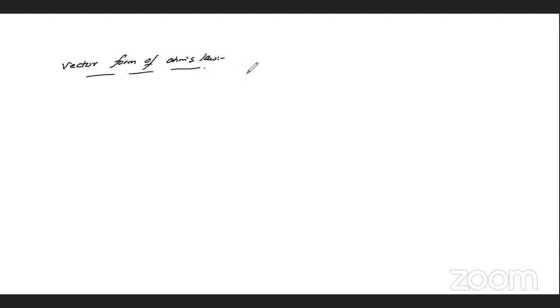So we know the relation. You already know the electric field, you have studied it in electrostatics. Electric field E is equal to V by L, where L is the length of the conductor. And also from Ohm's law we know that V is equal to IR.